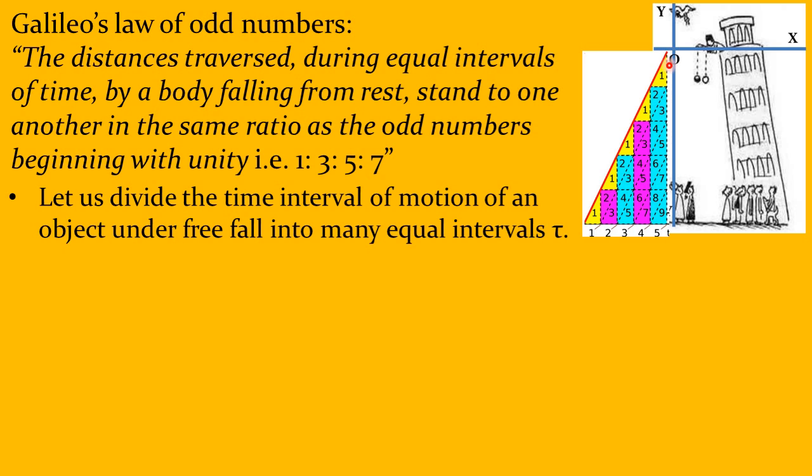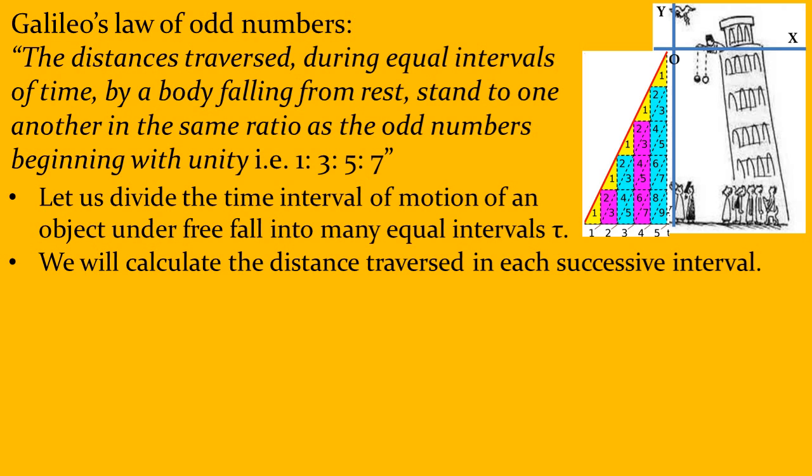Now let us divide the time interval of motion of an object which has been released from here into equal intervals. Some interval called tau. This is tau again. This interval is tau again. The time interval is tau. Now we will calculate the distance traveled in each successive interval using our kinematic equations.